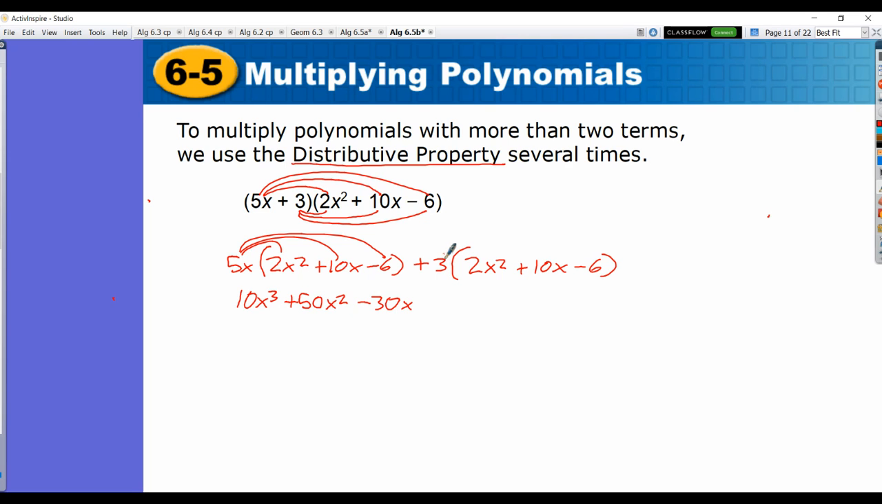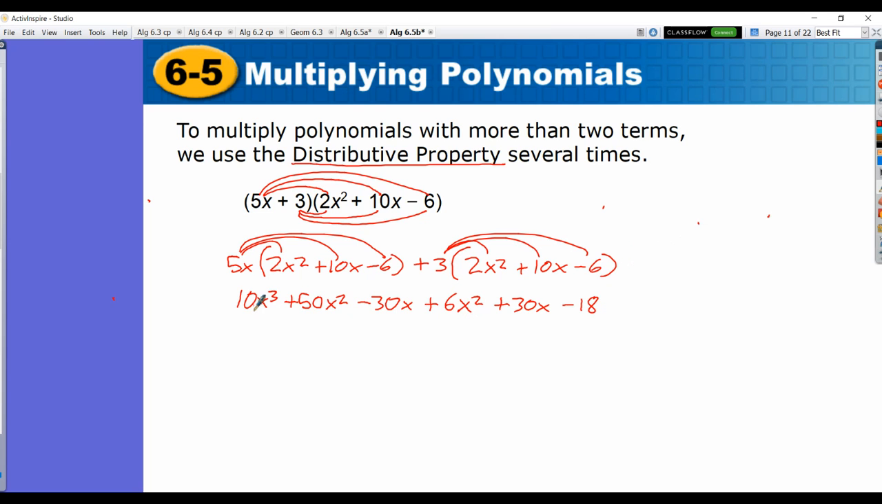Now I'm going to do my distributive property with the 3 and see what I come up with. So I have positive 3 times 2x^2, so that's going to get me positive 6x^2. All right, so there's my first one. Next, I have 3 times positive 10x. They're both positive, so 30, and the x is just going to drop right there. And last, I have 3 times negative 6, which is going to get me negative 18. And no x's, so it's just going to be a plain number.